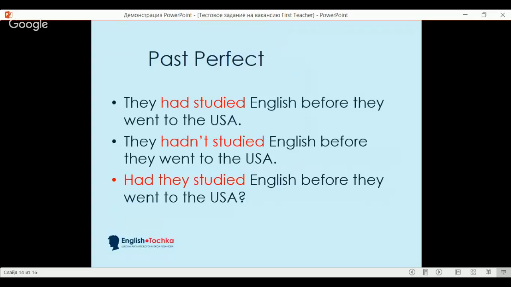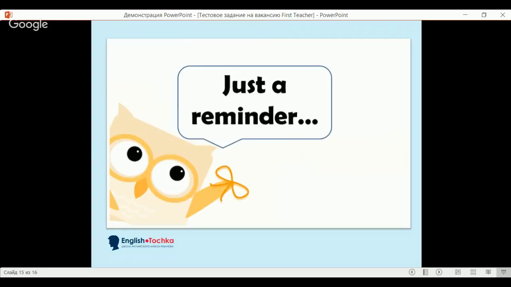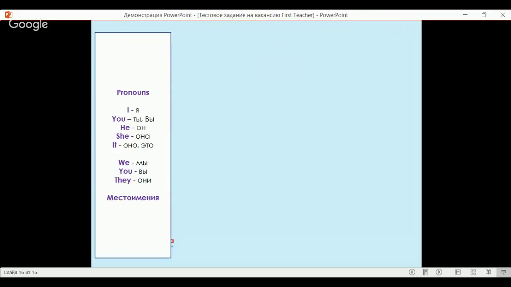I hope all is clear to you. And as usual, at the end we have a reminder. Памятка. Okay. First, we put pronouns I, you, he, she, it, we, you, they. Then we add had plus verb in third form.